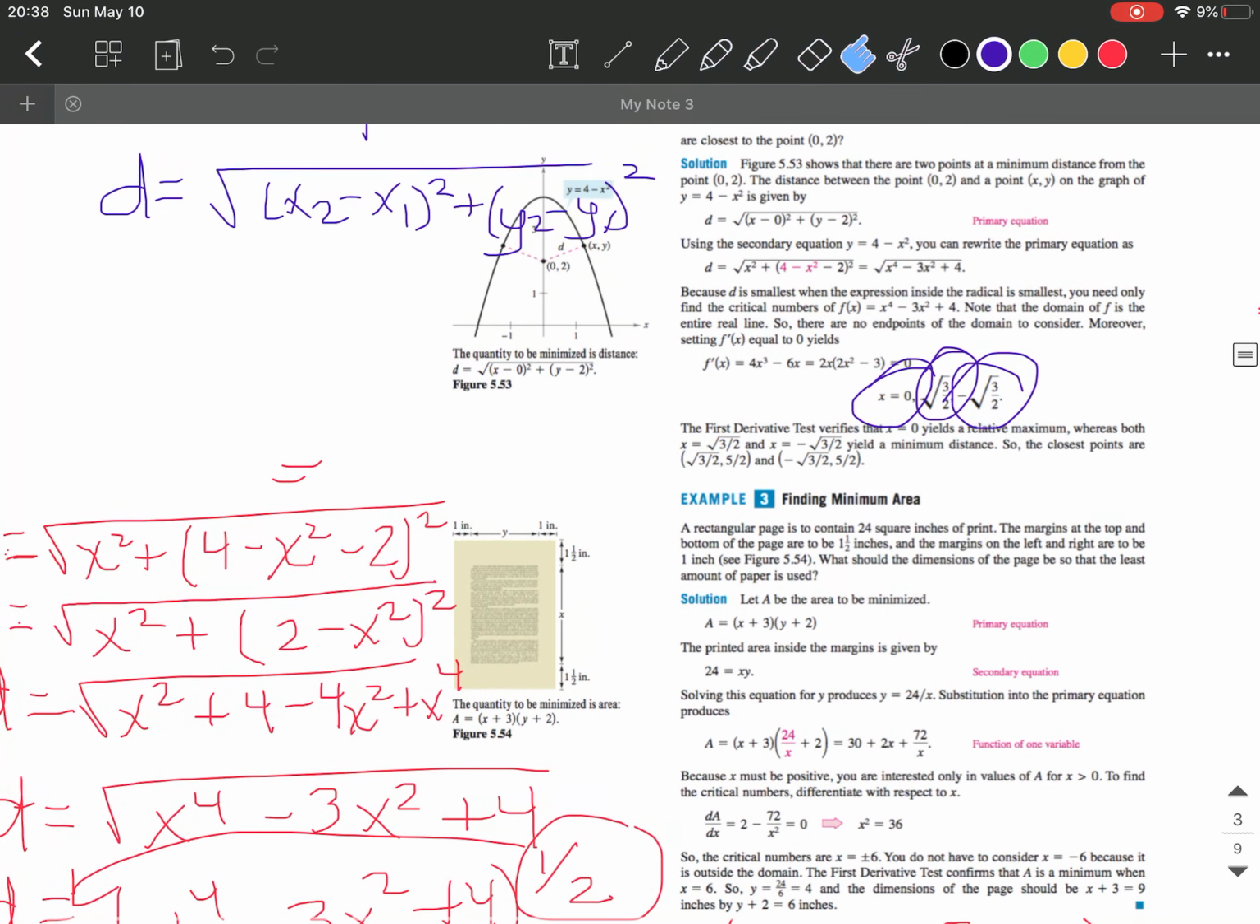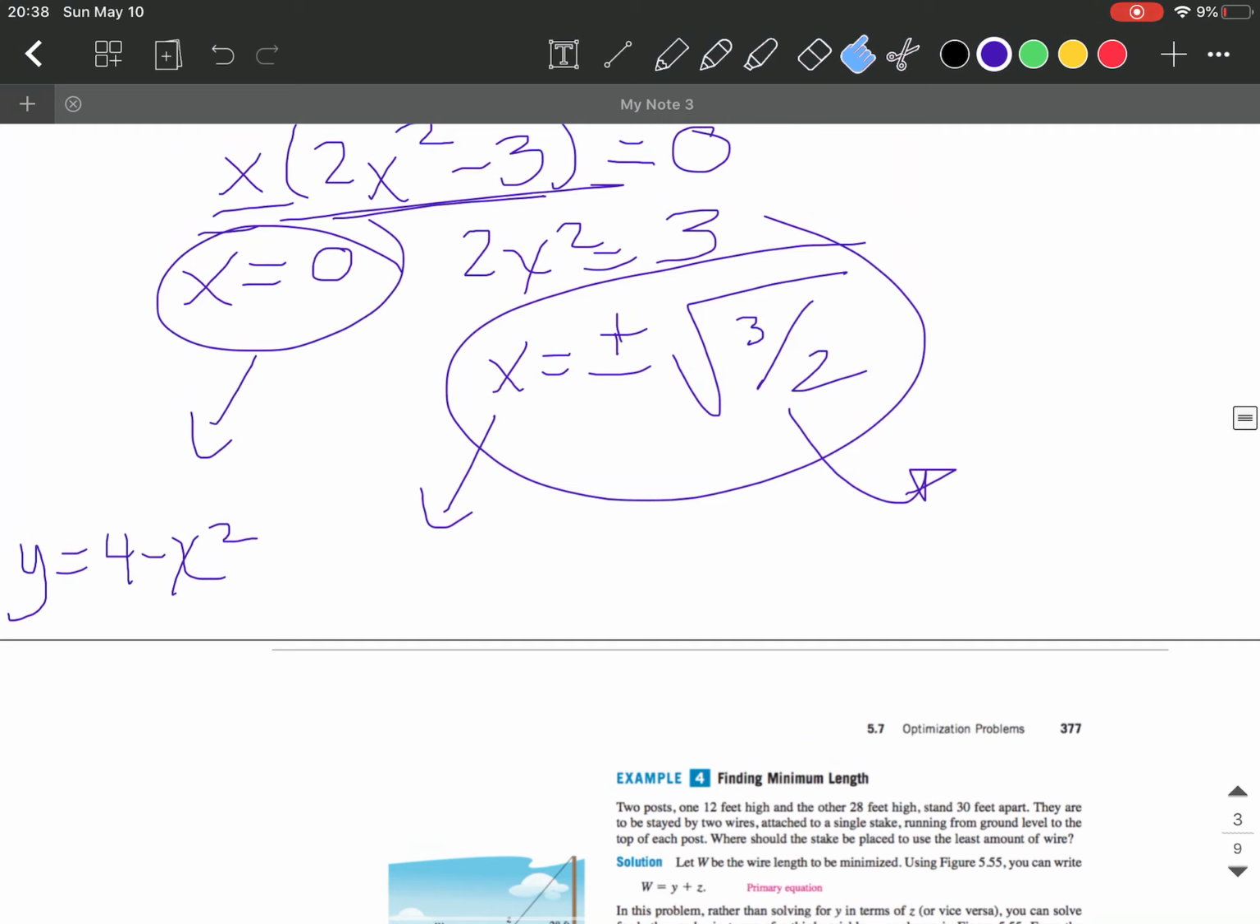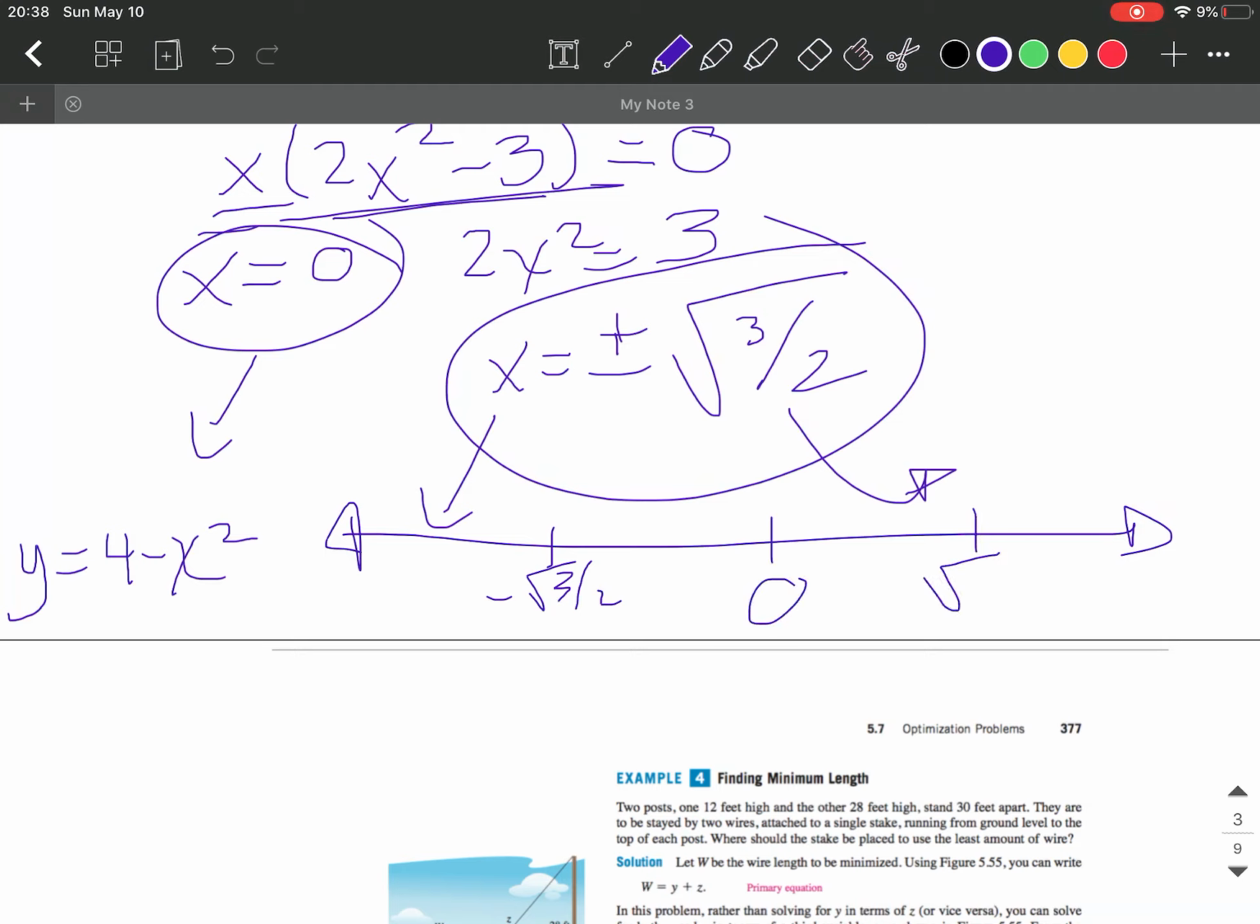In the book, what they did is they made a number line, like you did for the first derivative test, where they included the negative square root of 3 over 2, the 0, and the positive square root of 3 over 2. And they took values in each of the intervals and plugged them into the derivative we got to see which were positive or negative. Then they would say if it was increasing or decreasing, and they would decide if it was a maximum or a minimum based on that. I would not go there.